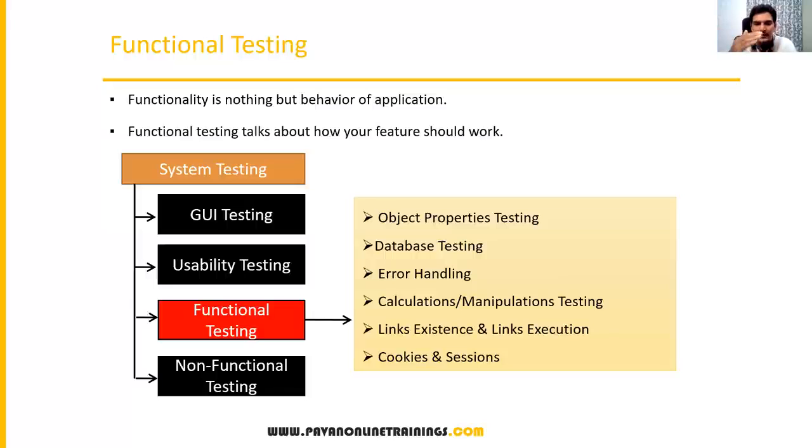Accordingly, we prepare some test data, and we verify whether that text box is allowing this type of data or not according to the requirement. That is a functionality. Here we are not checking the UI, we are testing the functionality of that element. A small difference here we need to understand. In system testing, we have functional testing. Functionality is nothing but the behavior of the application, and functional testing talks about how your feature should work according to the customer requirement.